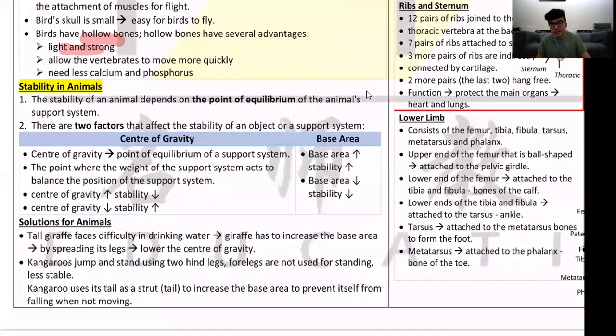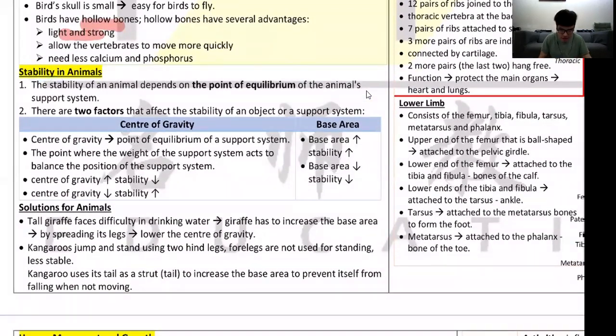Stability in animals. Stability relies on two things: center of gravity and base area. So the lower the center of gravity, the more stable. The larger the base area, the more stable. Think of a sports car. A sports car is usually very low and is usually very wide. Okay, because it's to lower the center of gravity and to increase the base area.